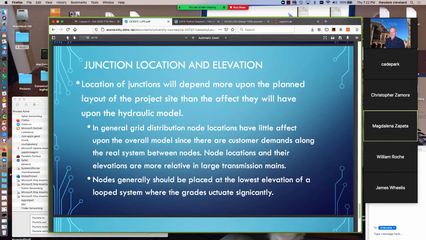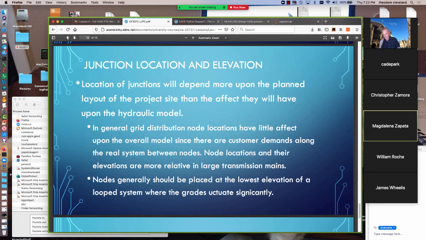The location of junctions depends as much on the plan layout of the project site as on the hydraulics. So in general, the grid distribution node locations themselves have little effect on the overall model because there's customers' demands along the real system between nodes. But the node locations and elevations are certainly important in large transmission mains. And if we're making our first cut at a model, we usually want to put the nodes at the lowest elevation of a loop system where the grades fluctuate significantly.